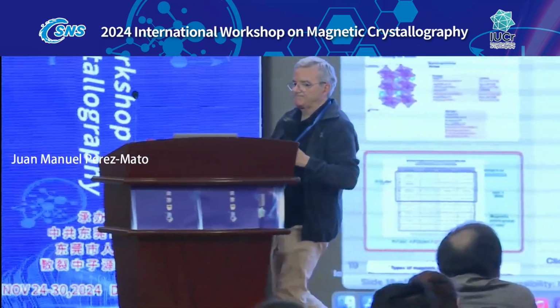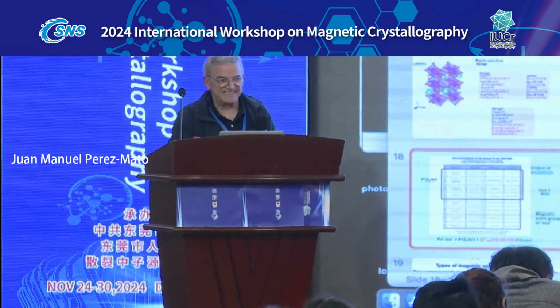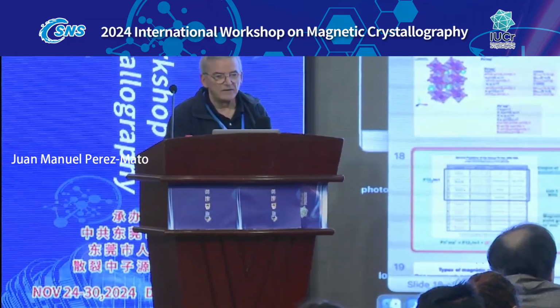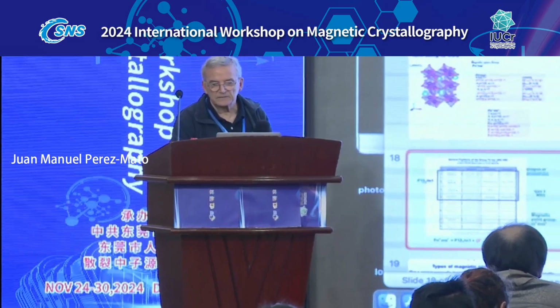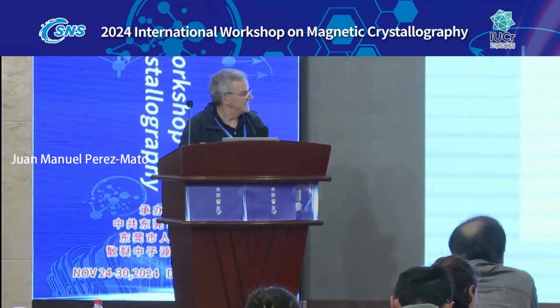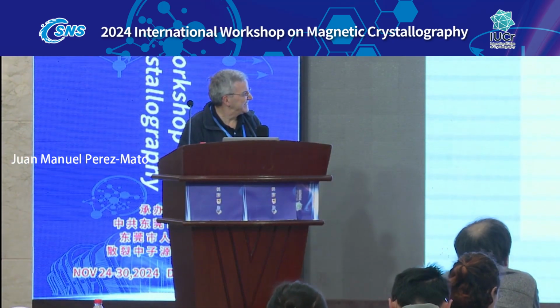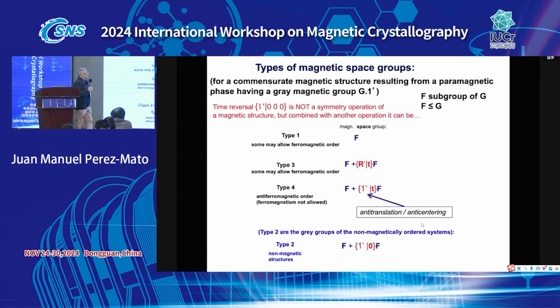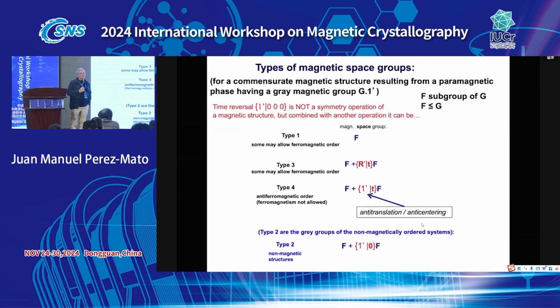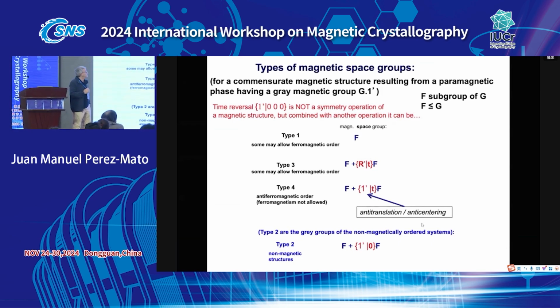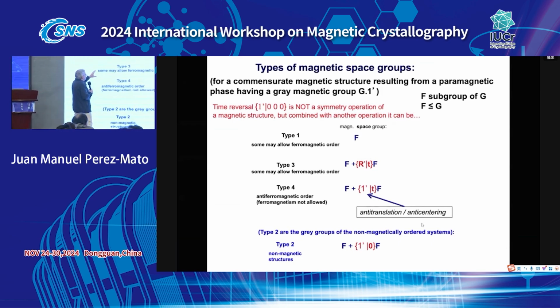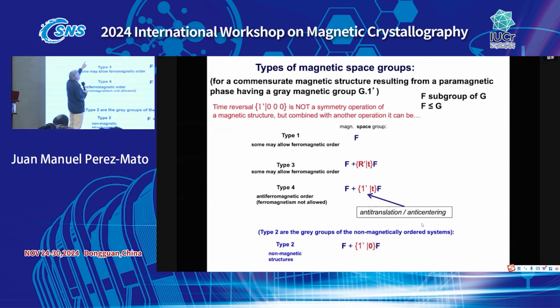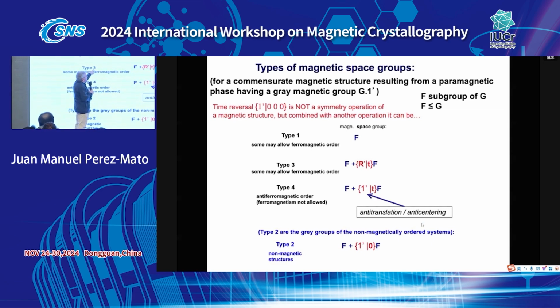Okay, so let's go back then here. So this is one of the types of magnetic space groups that you can find in your structure. But there are other 2 types that you can find. And these are just listed here. The one that we talked about is this one here, what we call type 3.